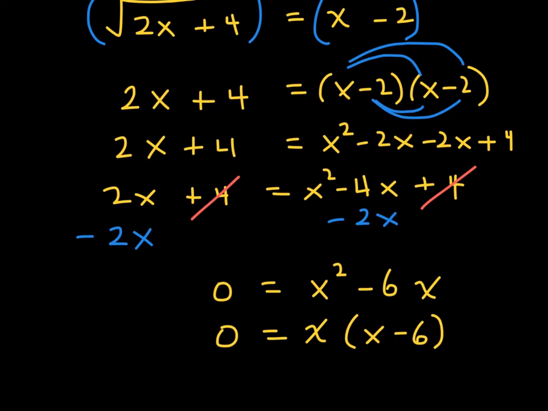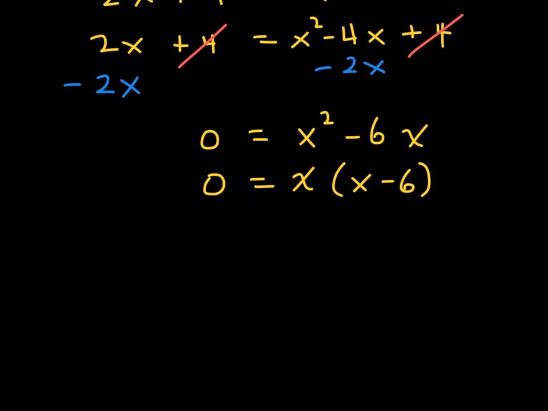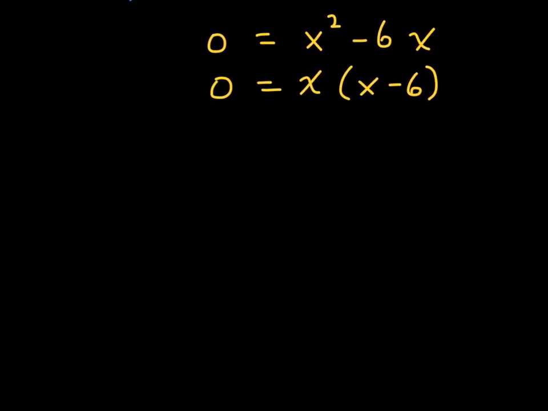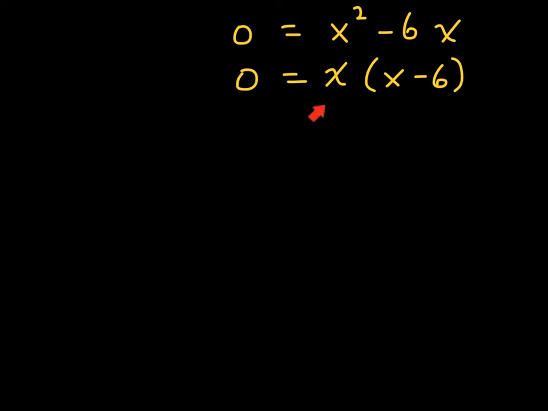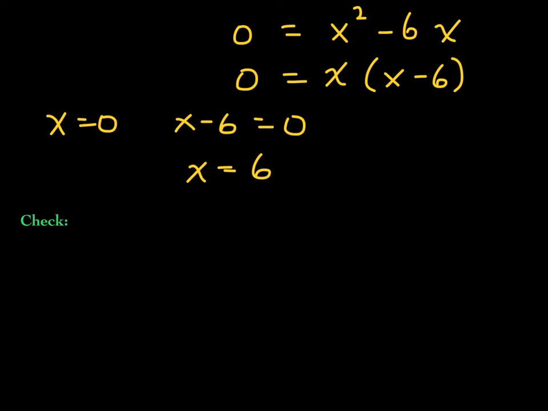And next, you're going to want to use something called the zero factor property, where you set each factor equal to 0 and solve. So I'm going to set x equal to 0 and solve. I'm going to set x minus 6 equal to 0 and solve. So x is equal to 0 or x minus 6 is equal to 0. That gives you either x is positive 6 after adding 6 to both sides, or it's 0. So these are your two proposed solutions, 0 or 6.